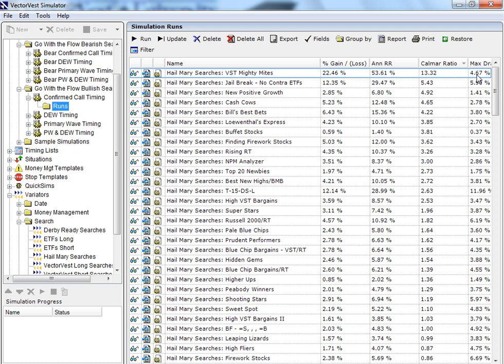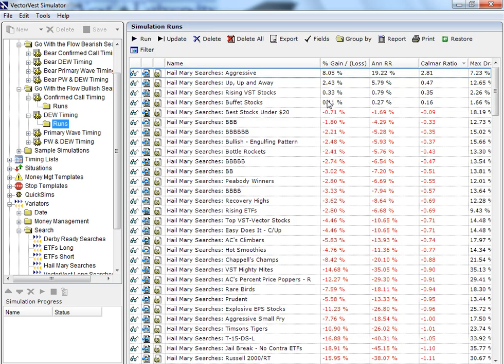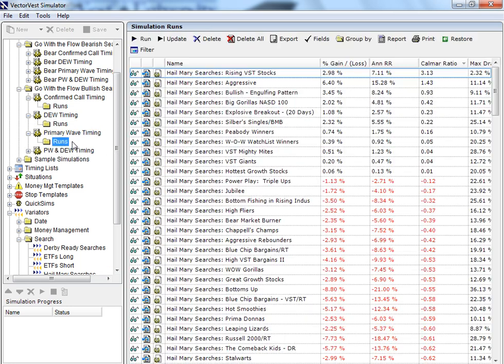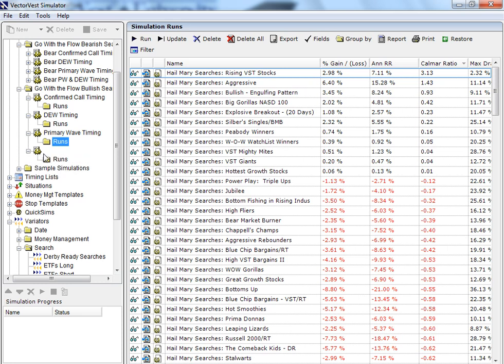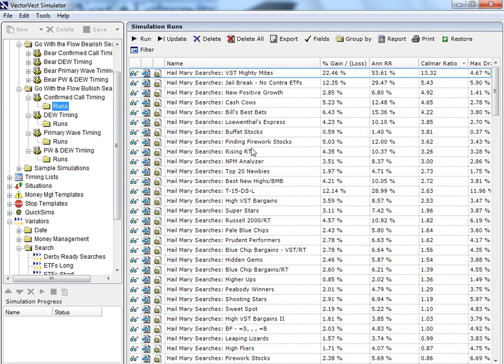But before I go picking the best strategy, let's first see which of these timers was most effective. My best performer here, VST Mighty Mites, made 22.5%. If I go to the DEW timing list, I only had 4 strategies that actually even made money. Aggressive was the best at 8%. The primary wave, a couple more, but obviously a lot more winners with the confirmed calls than with the primary wave or the DEW. And finally, a combination of the primary wave and DEW, again, only 2 positive runs, rising VST stocks and aggressive. Clearly, the winner here is the confirmed call, with a lot more strategies that made money.